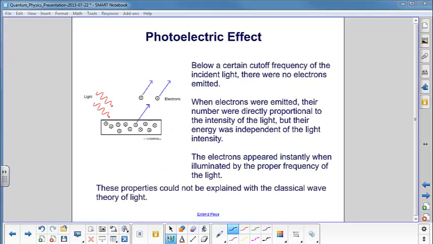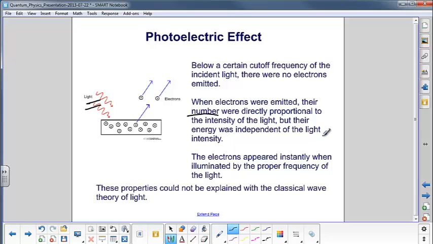What was interesting about the photoelectric effect: if the incident light over here had a frequency that was less than a certain cutoff frequency, there were no electrons emitted, no matter how bright the light was. If the frequency of the light was too small, nothing happened. Now, when electrons were emitted, the number of electrons emitted, which you can count with a detector, was directly proportional to the intensity of the light.